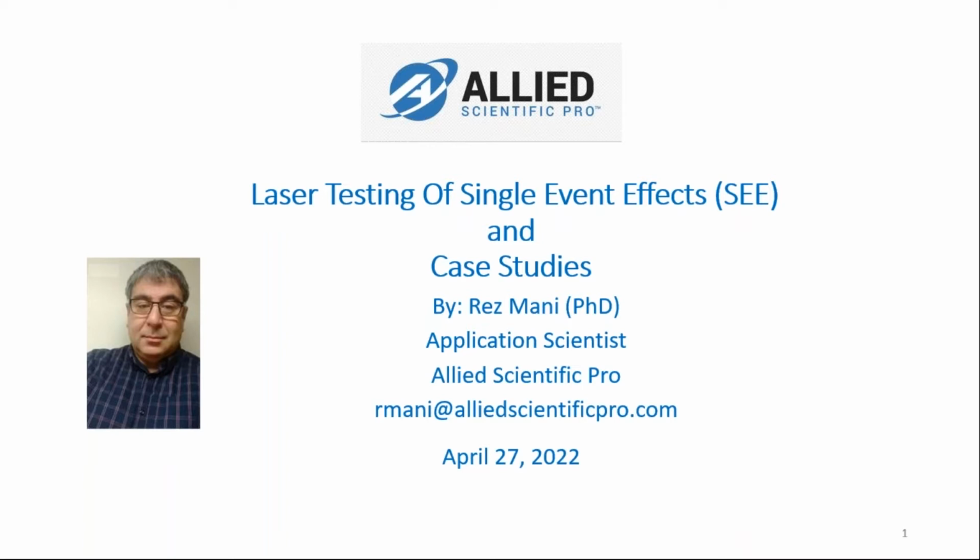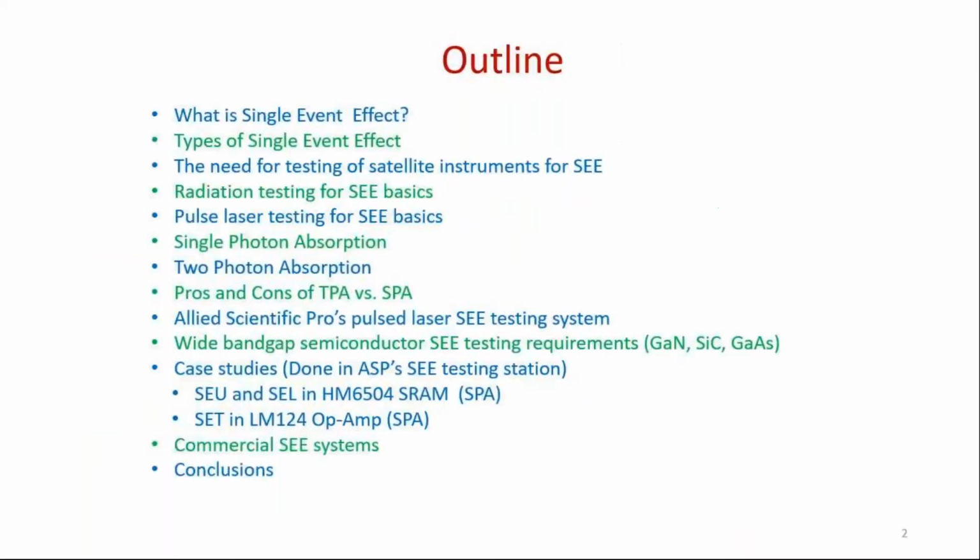So let's just move on to the outline of the talk. I'll talk about what is single event effect and the types of single event effect, whether they're destructive or non-destructive, or you can also say hard errors, soft errors. Then what is the need for testing of satellite instruments for SEE? Then I'll talk a little bit about the radiation method for SEE, which is the standard method of testing.